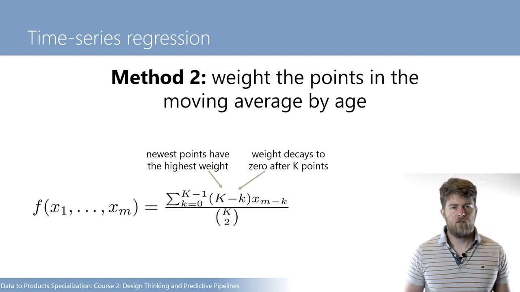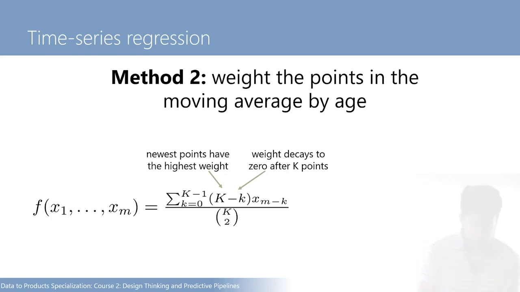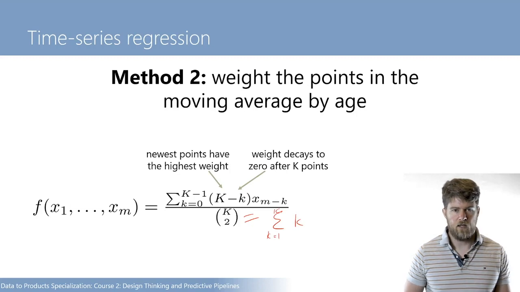The other feature is that we can't just divide by k to get the average. Because it's now a weighted average, we have to divide by k choose 2 in the denominator of that expression, which if we expand it out, is just the sum of all values of k from k equals 1 to capital K. So really, we're just saying: what is the sum of all of the weights we're using to compute this average?